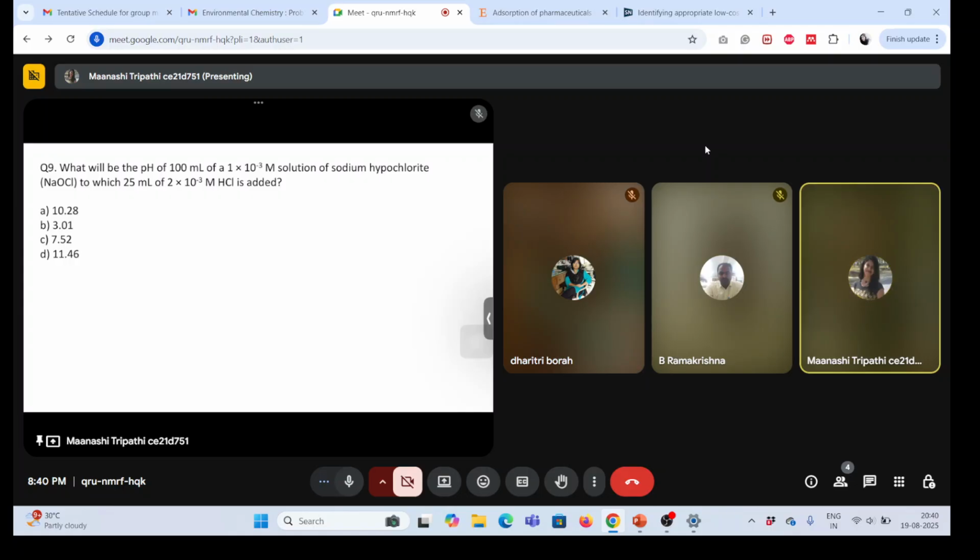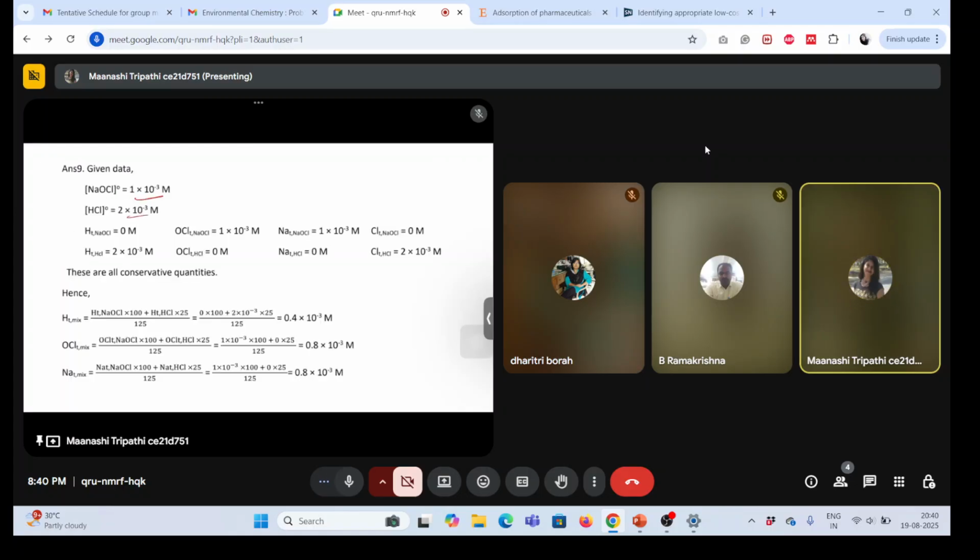Answer is 7.52. We know that NaOCl is given, HCl is given. So total H from NaOCl will be 0 because no H is there in NaOCl, right? So OCl total from NaOCl will be 1 into 10 raised to power minus 3. Na will be 1 into 10 raised to power minus 3 and Cl from this will be 0. Similarly, for hydrogen total from HCl, OCl and all those things we will put in.